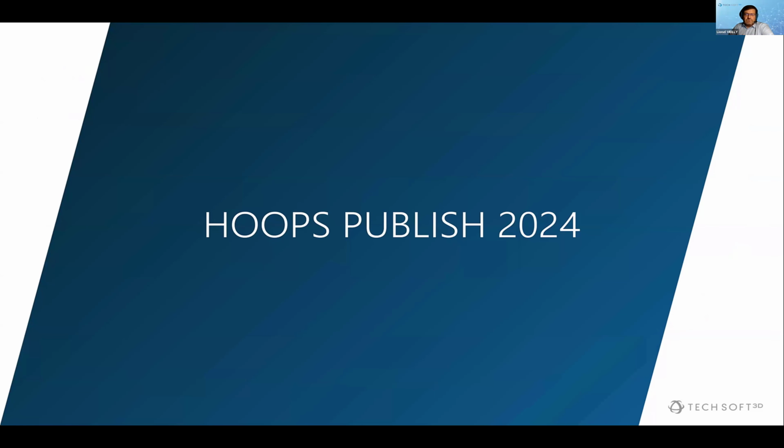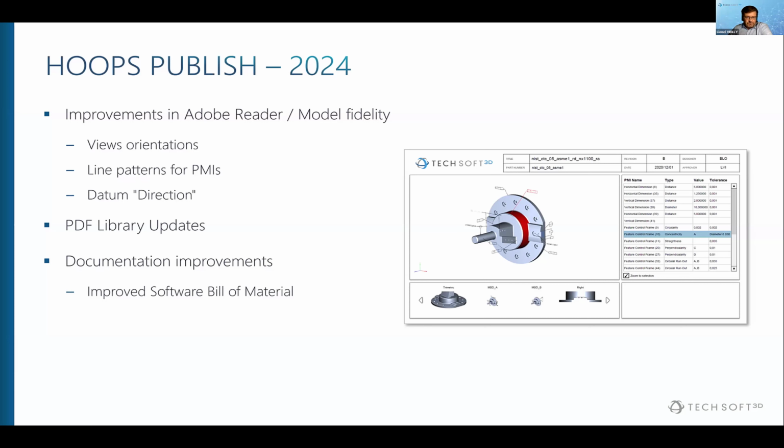Aside from this, we did update the PDF library several times, a dependency of Publish, of course, and this was mostly motivated by solving vulnerabilities. And the last point is that we reshaped our software bill of material within the documentation to provide you with more accurate, comprehensive, and up-to-date information regarding the external dependencies of Publish.